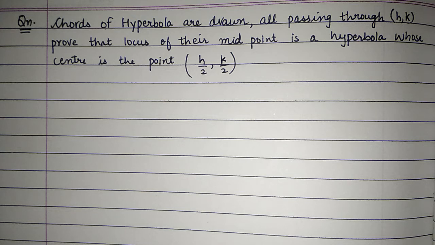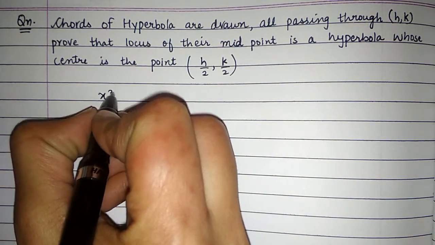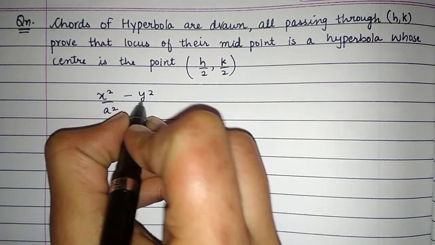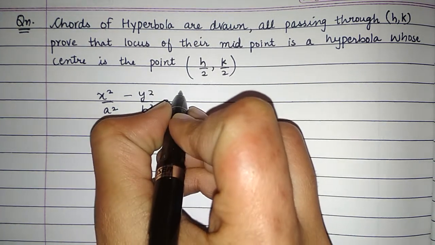In this question, we have been given that all the chords of the hyperbola pass through a point (h, k), and we have to prove that the locus of the middle point of these chords is also a hyperbola. So let us assume a hyperbola first: x square over a square minus y square over b square equals 1.